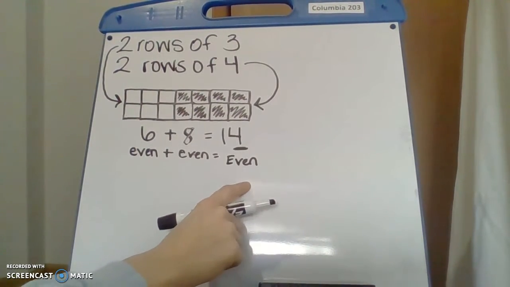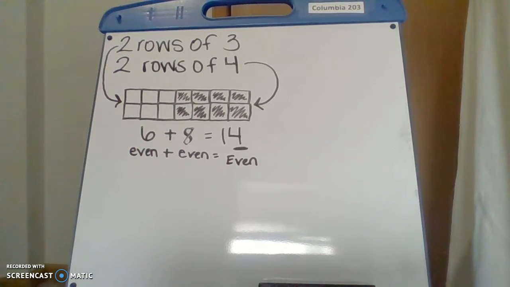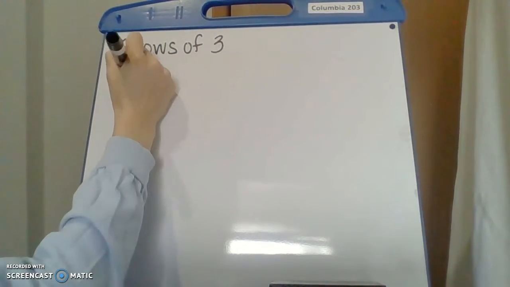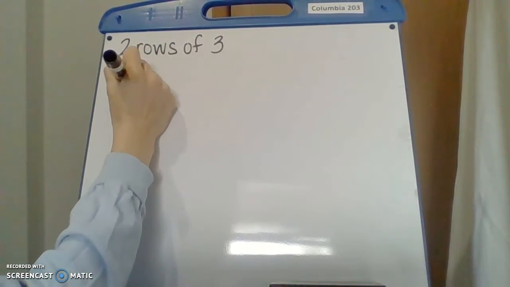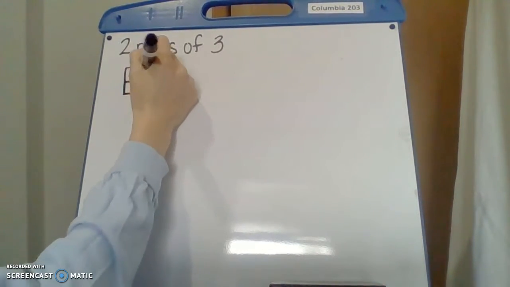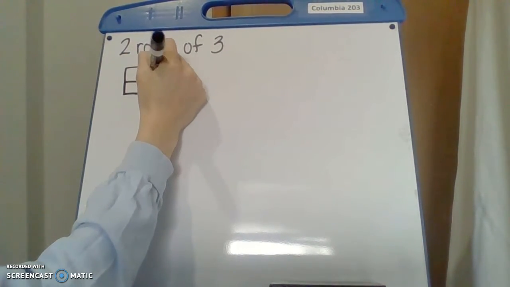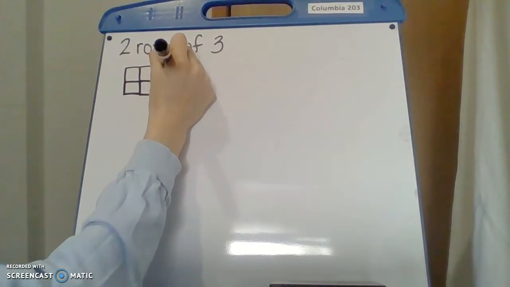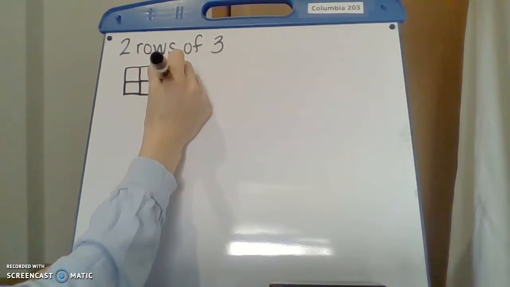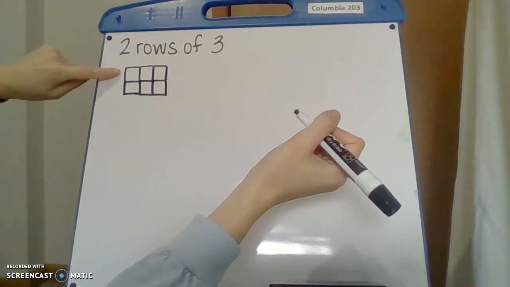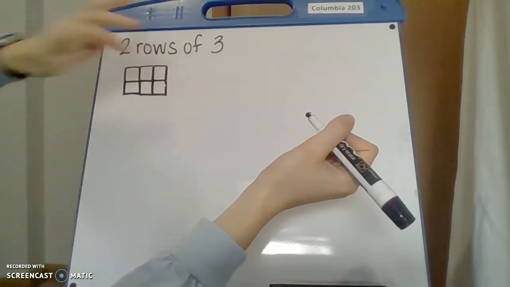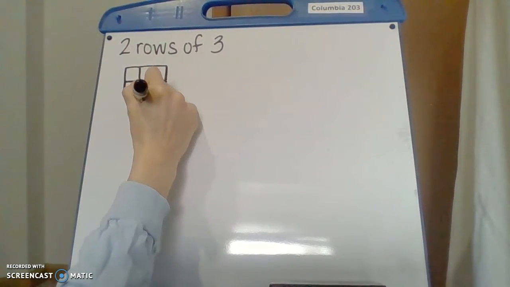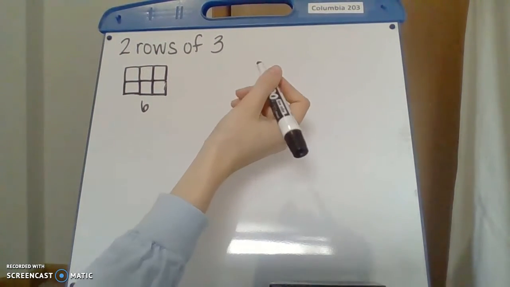Now I'm going to draw another one. Okay, here we go. So you can see I erased it, but I'm going to keep my 2 rows of 3. So I'm going to draw that now. And remember, when I draw, take my time, make it neat and pretty even, the best you can. Okay. So I have 2 rows, 1, 2, and they each have 3 in it. And we know that this is going to equal 6.